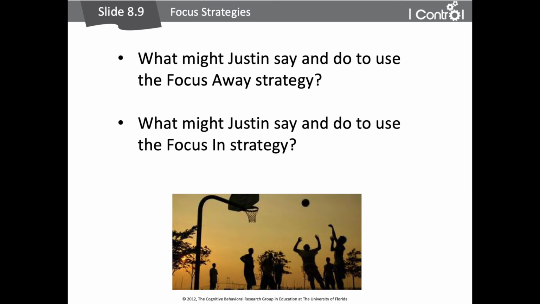If Justin would use the focus in strategy to manage his anger, he could focus in on his anger and his body's feelings and use that information to calm down. He could think about enjoying watching the game, think about how good he'll feel when he gets to play the next time, think about how his mom will feel proud that he didn't get in trouble with the coach.